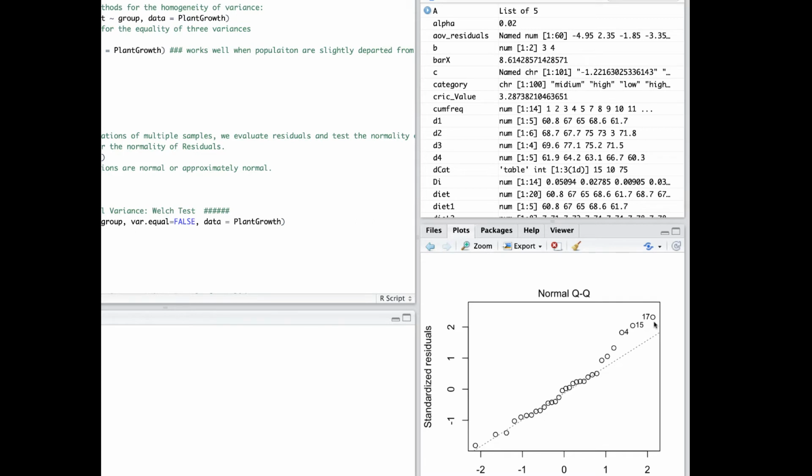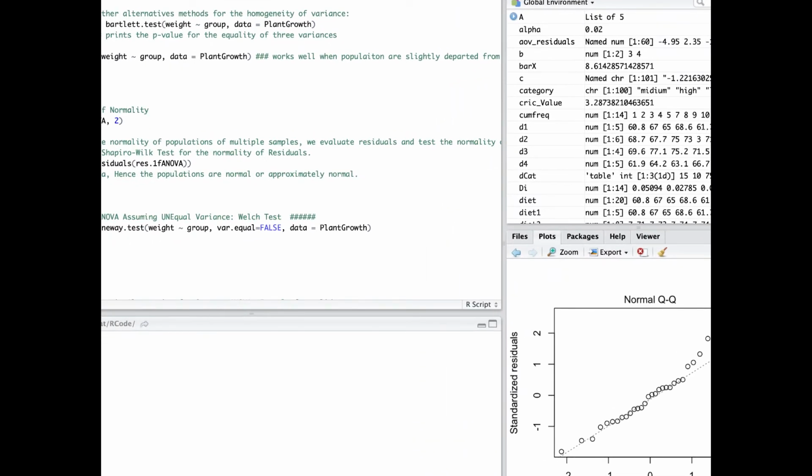If you find this is not normal, you may want to remove the outlier. There are many techniques we can use, right? Sometimes we transform the data into log or sine or square root, all those. There are methods to try if it is not normal, but first of all let us check. If the data has some outliers, the first thing you can do is remove the outliers, okay? That's what you can do.